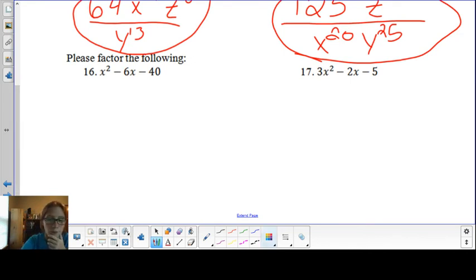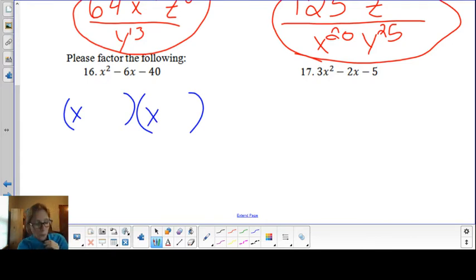Factoring, woohoo! No coefficient in front, so we can go ahead and do our 2 parentheses. We have x and x. Well, it goes into 40, but adds to 6. Well, if it ends in 0, we always try the 10. So 4 and 10. Can 4 and 10 get me to 6? I want negative 10 and positive 4.